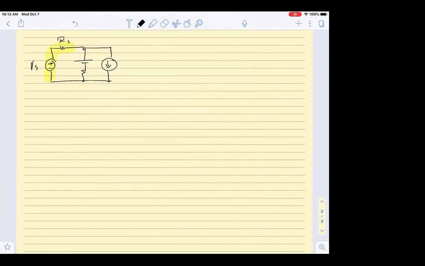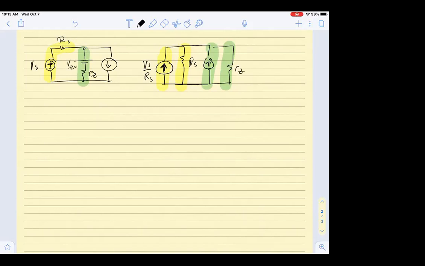How do I make the equivalent for VS RS? If I have a voltage source and a resistor, what does the equivalent branch become? A current source VS over RS, with RS in parallel. So this is RS in parallel, and this is VS over RS. We note that the arrow of the current pointing up is like the positive sign. Okay, this is the first part of the branch. The second part of the branch that I am going to look at is this VZ0 plus RZ, with RZ in parallel. For this branch, I make an equivalent model with a current source and a resistor. The value of this resistor is RZ here, and this VZ0 becomes VZ0 over RZ.